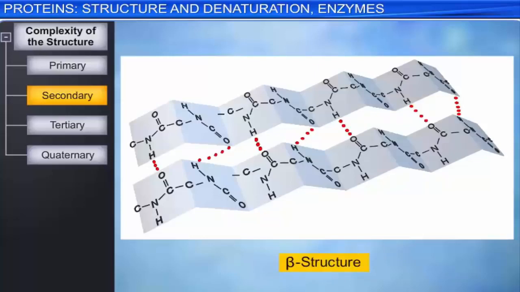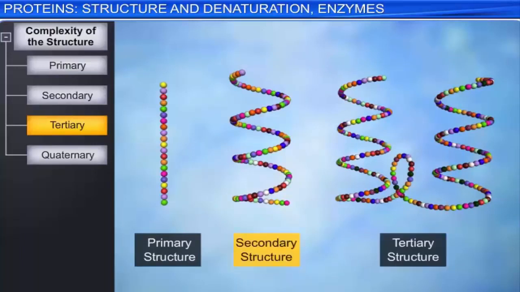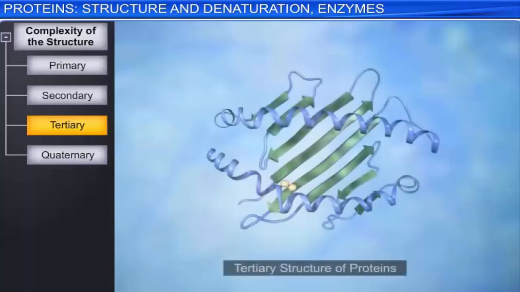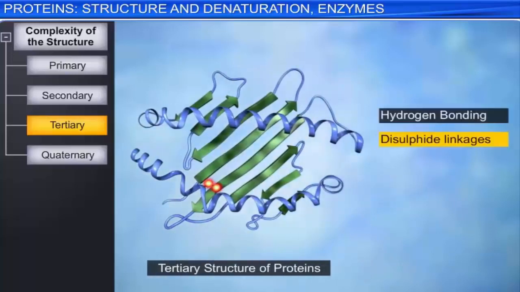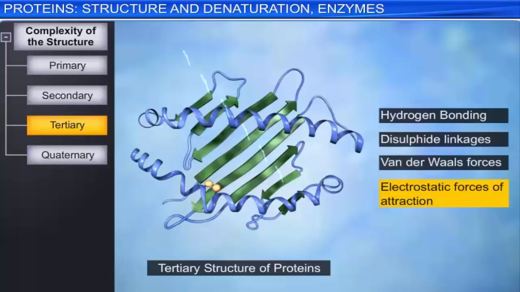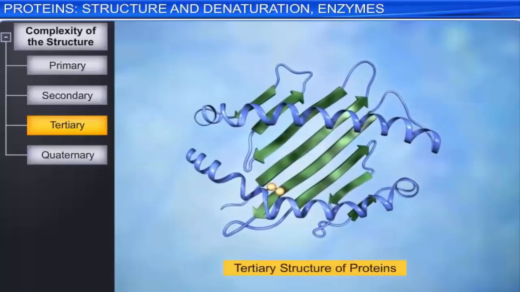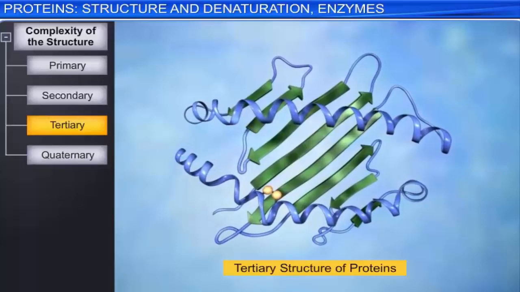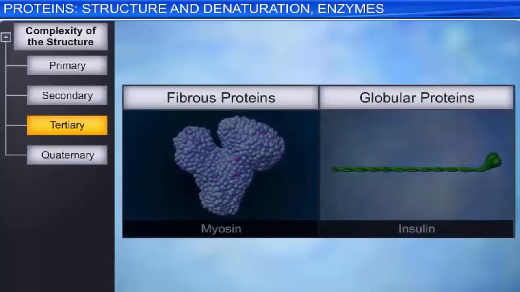The tertiary structure of proteins describes the further folding of the secondary structure. The tertiary arrangement of helices and sheets is held together by hydrogen bonding, disulfide linkages, van der Waals forces, and electrostatic forces of attraction. Shown here is the tertiary structure of proteins. The further folding of the secondary structure gives rise to two major molecular shapes, fibrous and globular proteins.